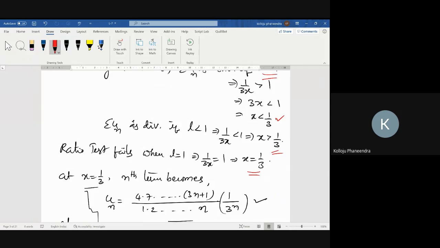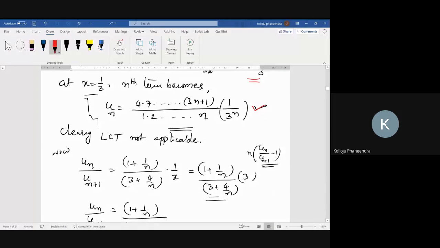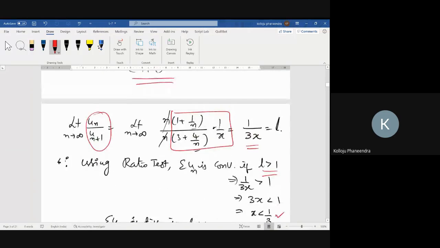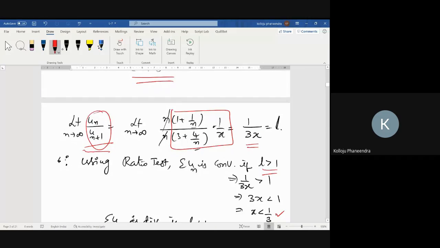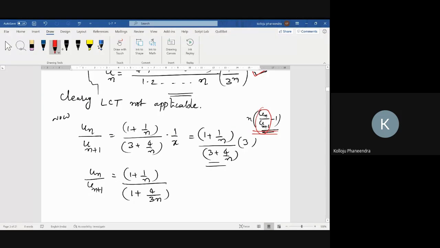So when x equal to 1 by 3, what does the nth term become? This one. Clearly, limit comparison test is not applicable for this nth term. So let me apply Raabe's test. And one more point, the un does not contain any exponential term, so we have to apply Raabe's test. Again, Raabe's test statement is this one. So I have to again calculate un by un plus 1, which I did here directly. You get the un by un plus 1 from this place. No need to again do everything. You will get the same again. So un by un plus 1, the value is this.